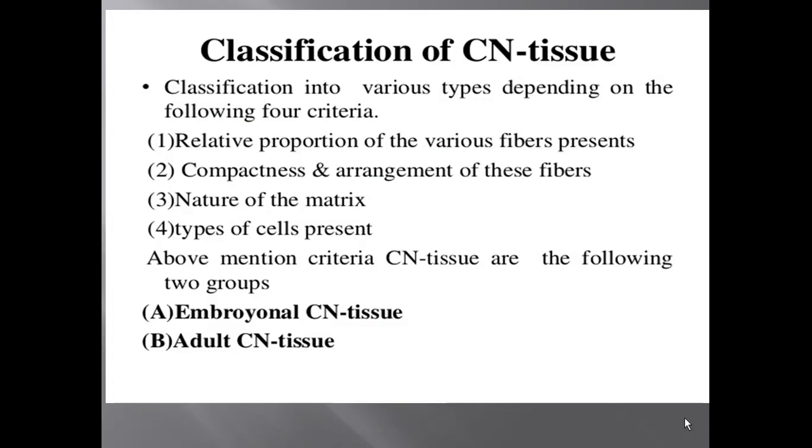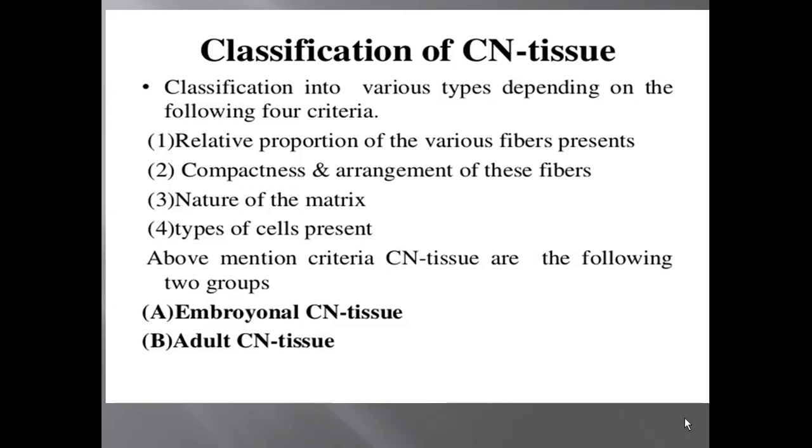And before I go to explain, there are mainly two types of connective tissue: embryonal connective tissue and adult connective tissue. Let me give you the criteria that is followed to divide it into embryonal and adult. Number one, it depends on the relative proportion of the various fibers present.